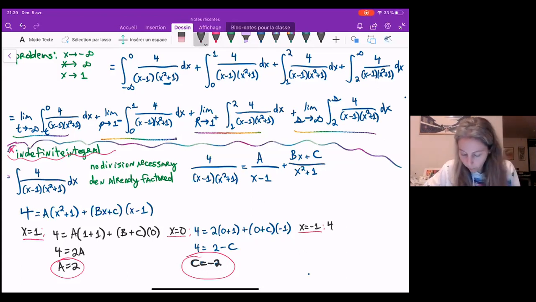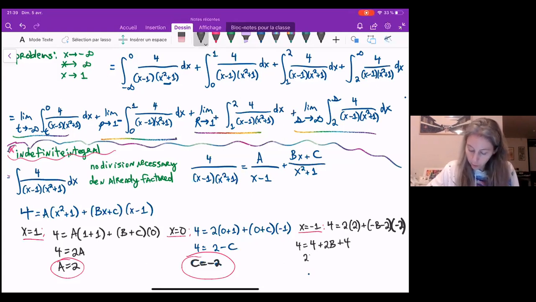So I'm going to have 4 is equal to a is 2. Negative 1 squared is 1 plus 1, so that's 2. Plus negative b plus c minus 2 times negative 2. So this gives me 4 is equal to 4 plus 2b plus 4. 2b is equal to negative 4. b is equal to negative 2.